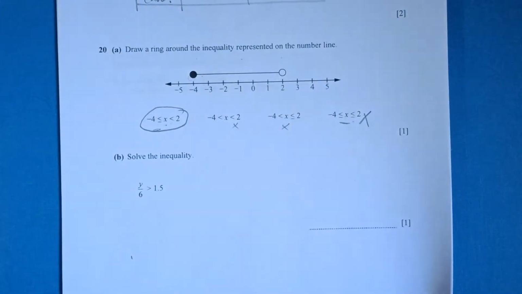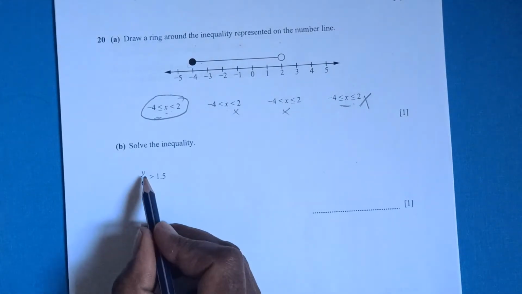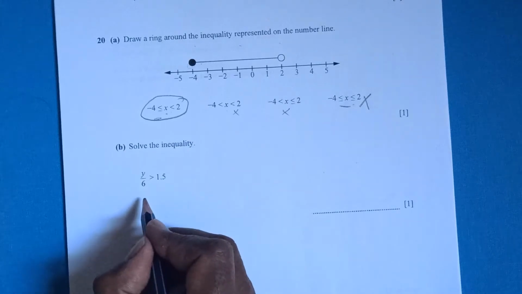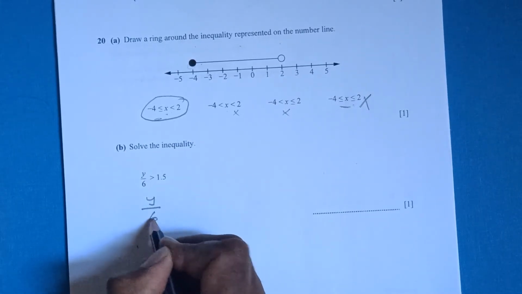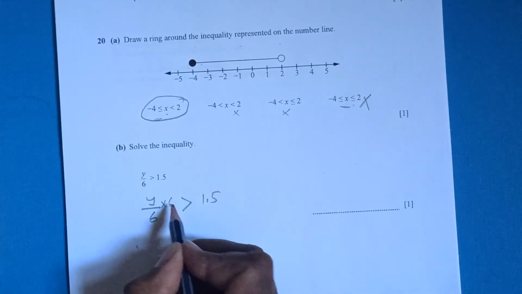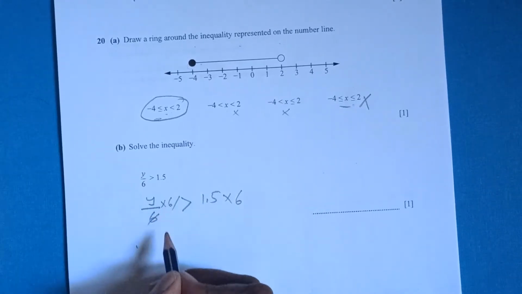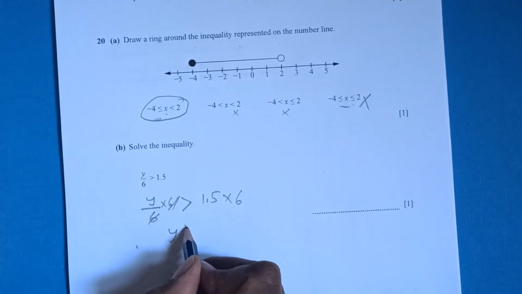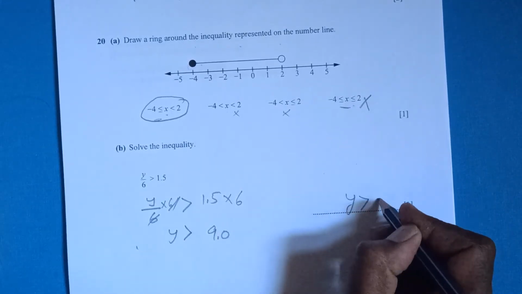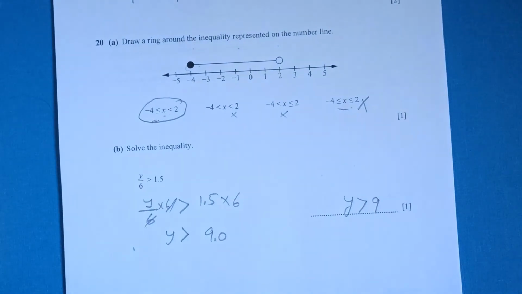Solve the inequality. Next part. Solve the inequality y over 6 greater than 1.5. So we need the value of y. So times 6 both sides. So this and this is gone. So y is greater than 9.0, or we can just write down y is greater than 9.